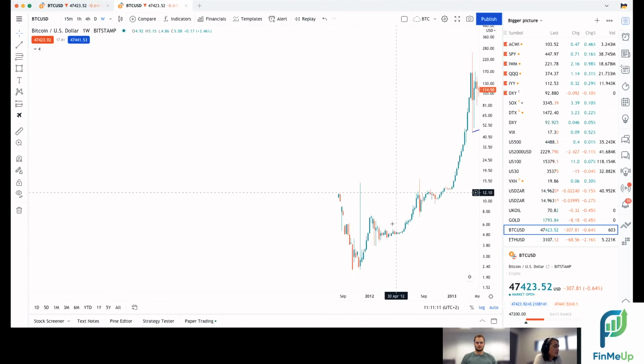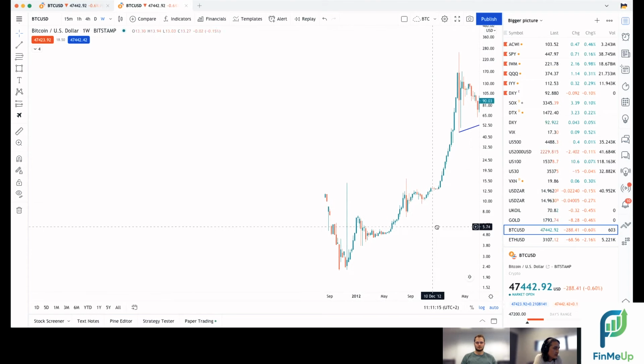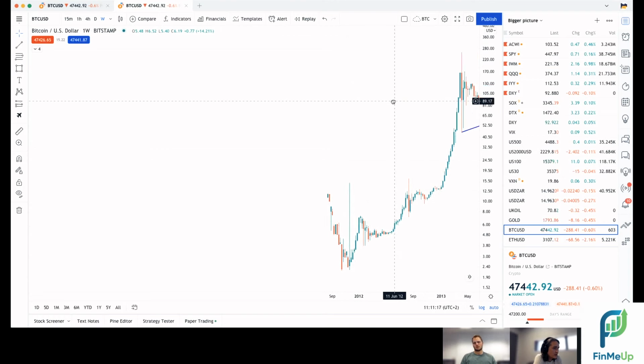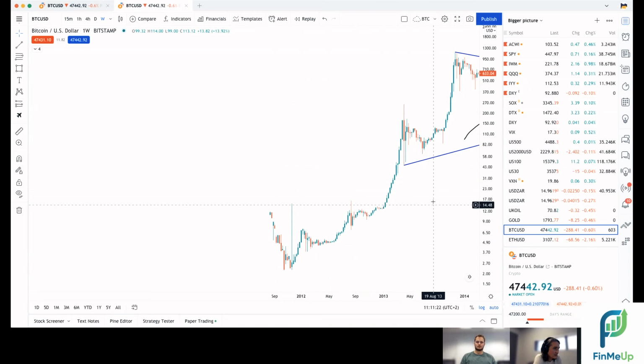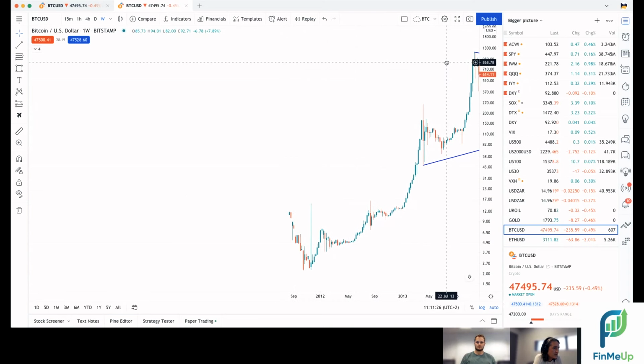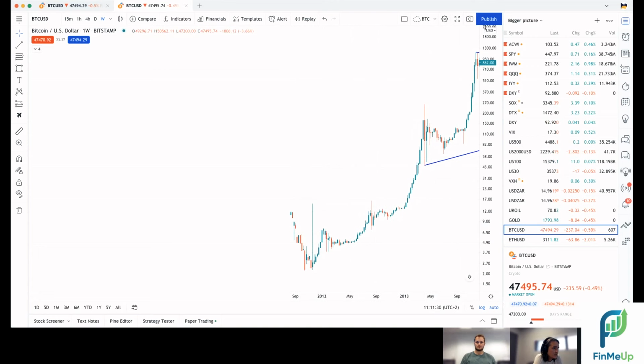But if you look at the way that this thing's moved, 2012, 2013, we had this little push to $200. Then 2013 was doing relatively well. We pushed all the way to, what is this, $1,200. At the time, this was the highest it had ever been, right? About $1,200 a Bitcoin here. And this was absolute madness.